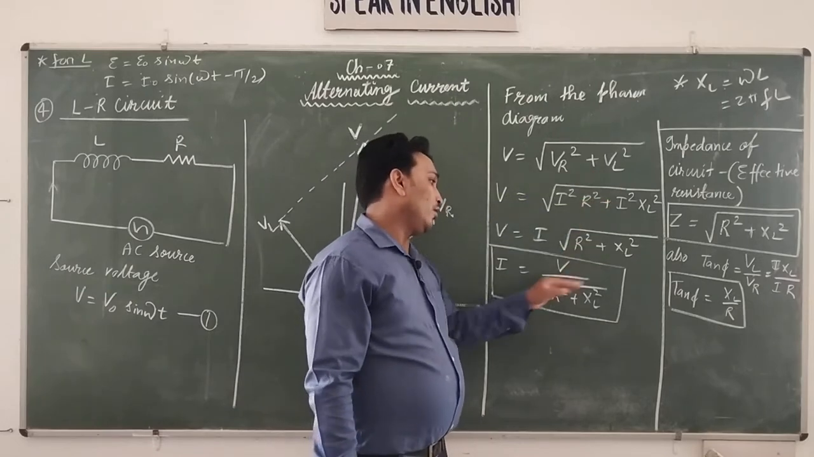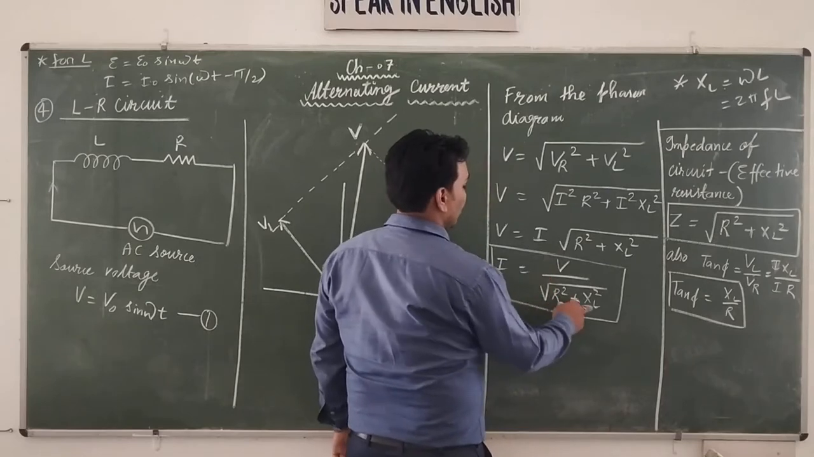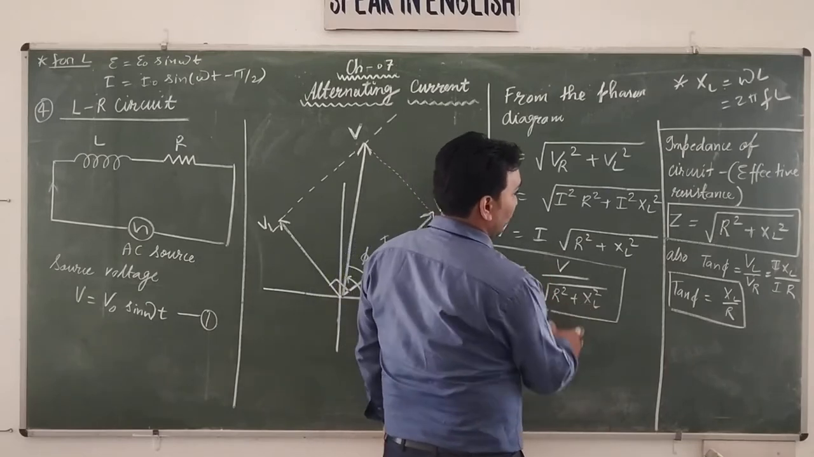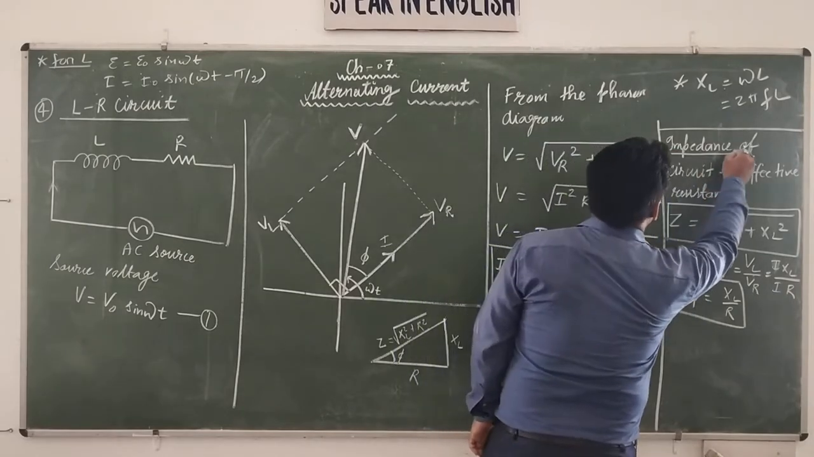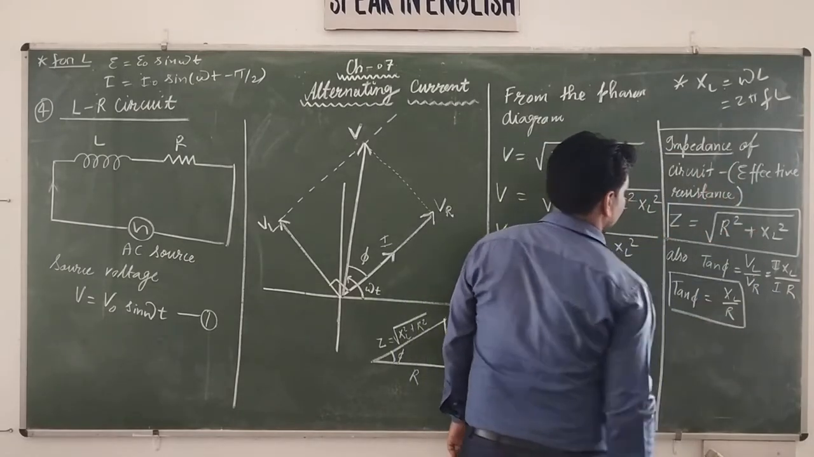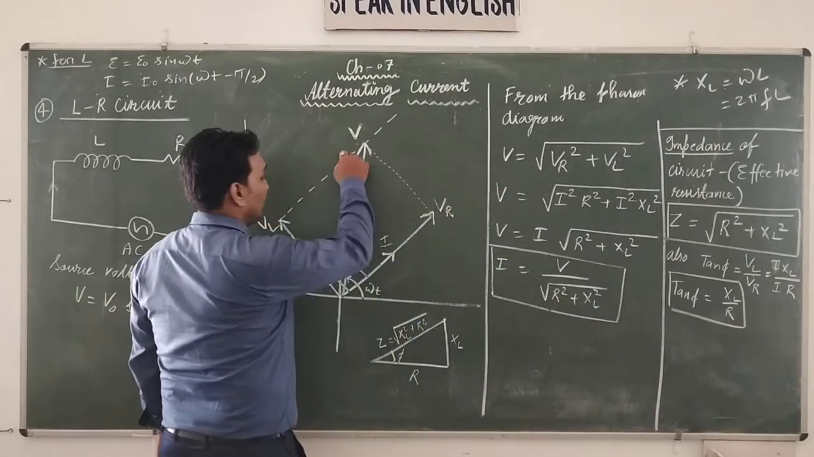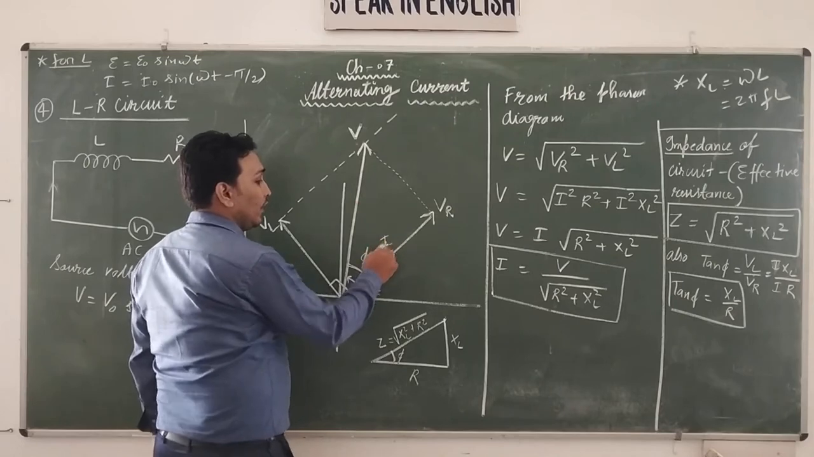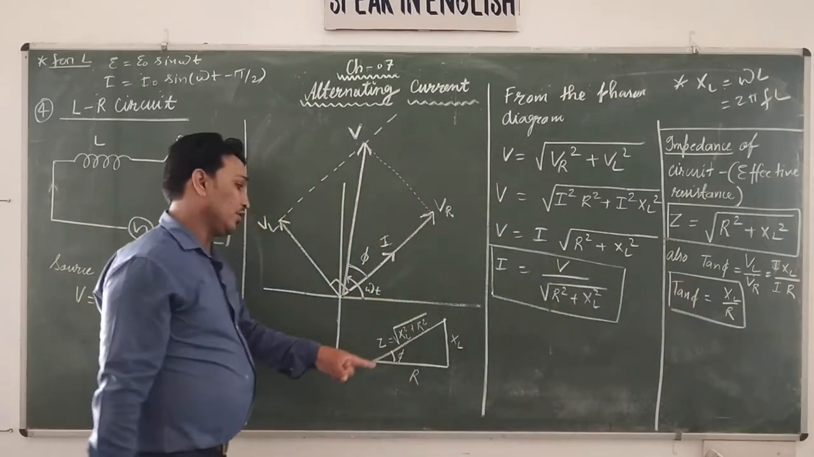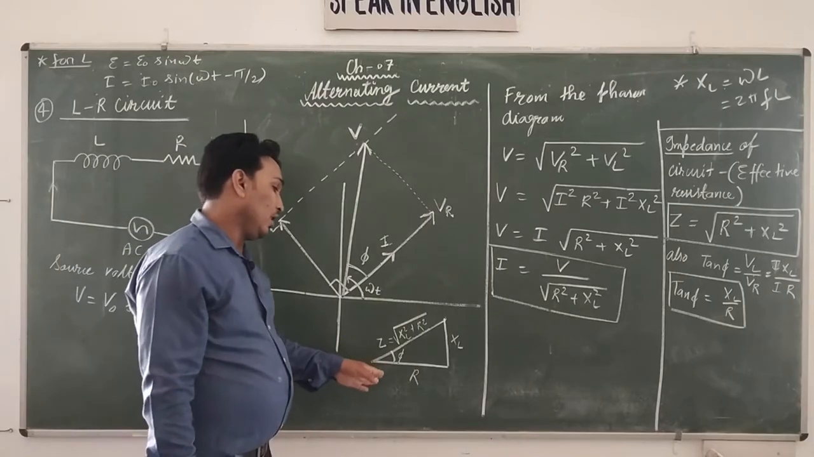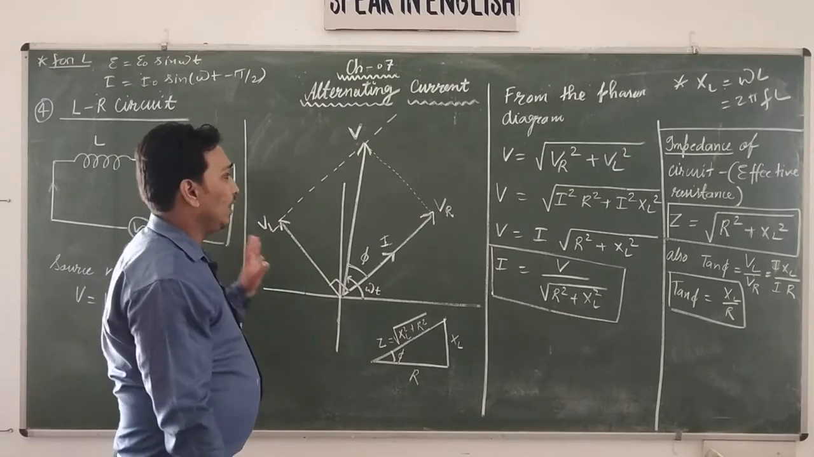We have kept the value and calculated the value of I. We have got I is equal to V upon under root R square plus XL square. Now this is the role of resistance, which is called the impedance of the circuit, and it is given by under root R square plus XL square. Also there is a phase difference of phi between the voltage and the current. So we have calculated the value of phi also, and from that relation we have drawn a triangle which is called the impedance triangle. So this is all about the LR circuit.